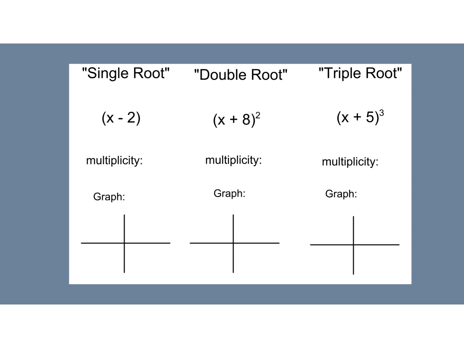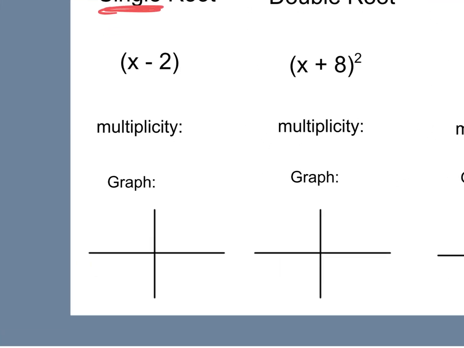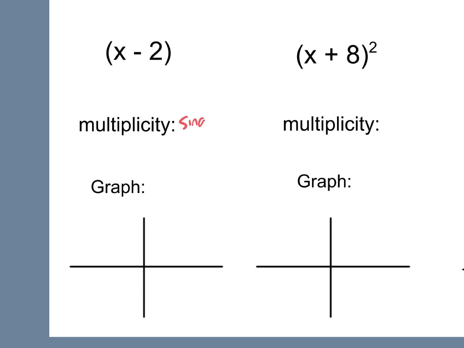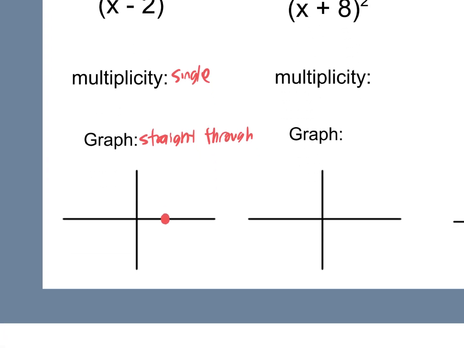So we're gonna quickly graph these. I want to talk quickly about some language we're going to use. If we consider something a single root, what we mean by that is your graph will go straight through this point. So if we consider my multiplicities as single, okay, we can consider that my graph is going to go straight through that point. So this factor of x equals 2, we can consider the graph of it is just going to go straight through it, okay?